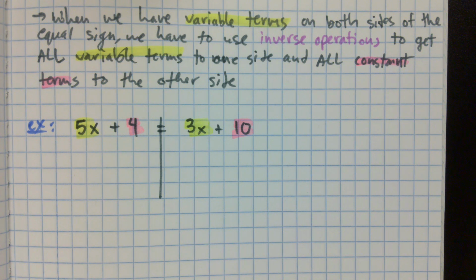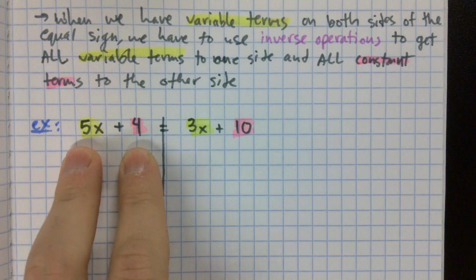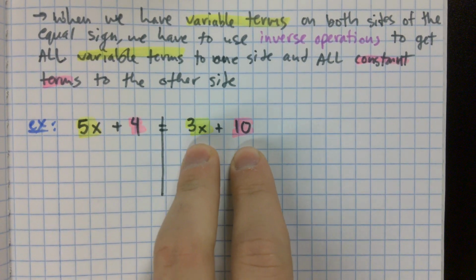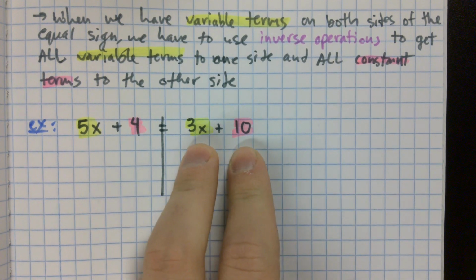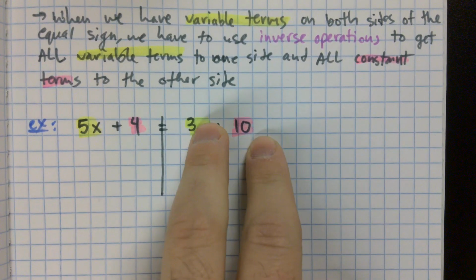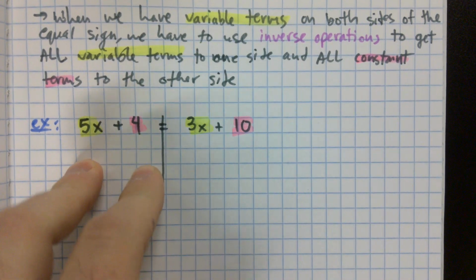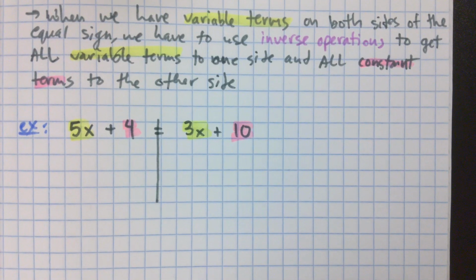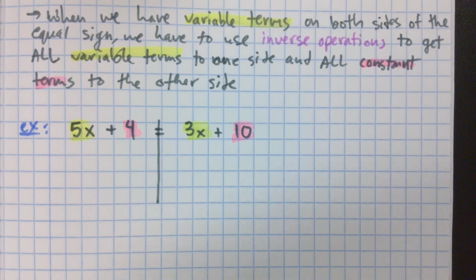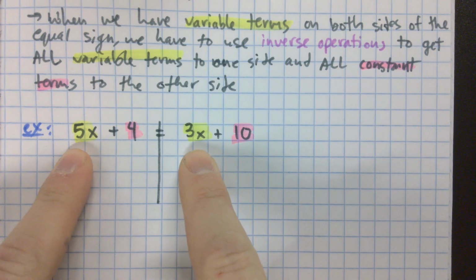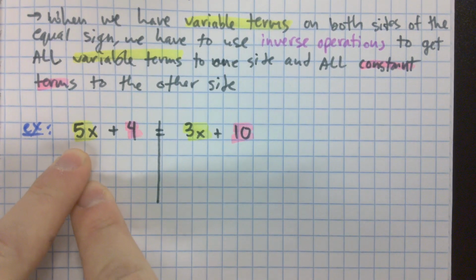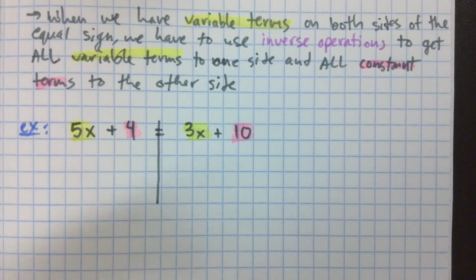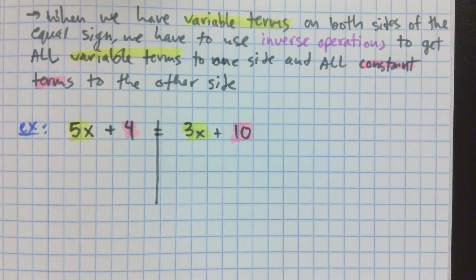We can visually see that we've got 2 unlike terms on the left, 2 unlike terms on the right. We're going to have to do some inverse operations to get both my variables on one side and both my constants on the other. And let's start with my variable term here. I've got 5x and 3x. And I want to move my 3x over to the left. How can I do that? What would I need to do on both sides here?